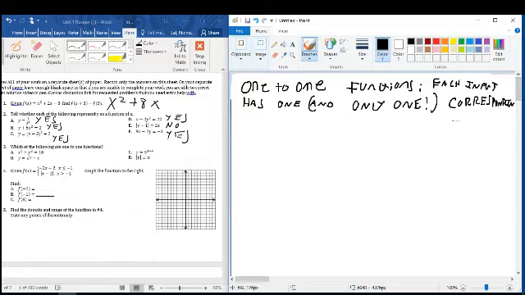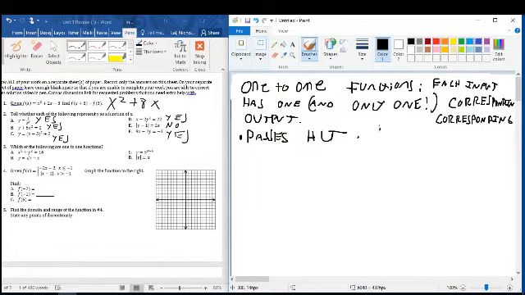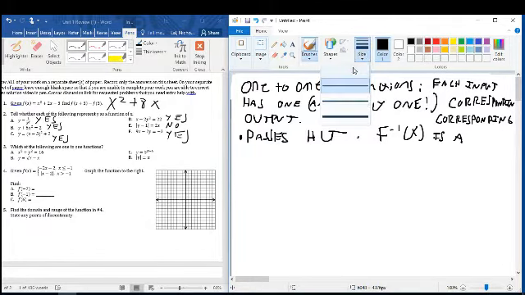So that's one corresponding output. So furthermore, it passes the horizontal line test, and the inverse is a function. Be very clear, not the inverse is an f of x, the inverse is a function.